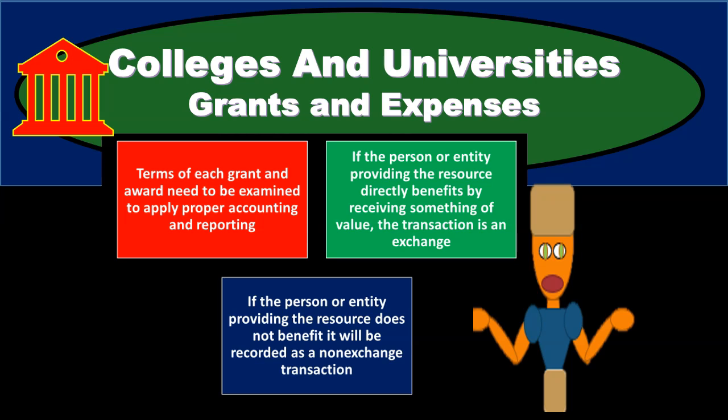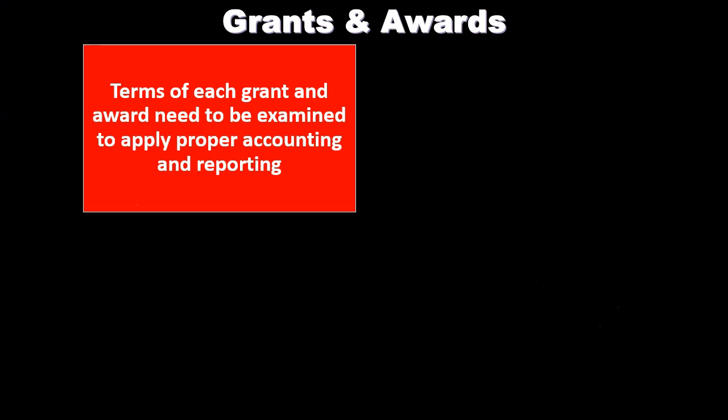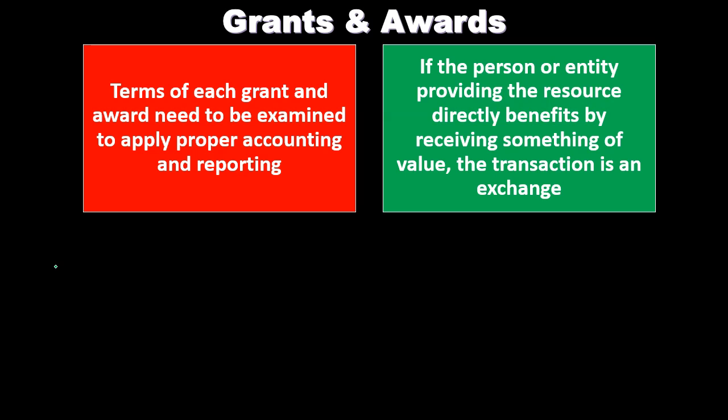In this presentation, we will discuss grants and expenses related to colleges and universities. Grants and awards: the terms of each grant and award need to be examined to apply proper accounting reporting. So, in other words, each grant and award can be different. We need to examine each grant and award in order to apply the proper accounting procedures to it.